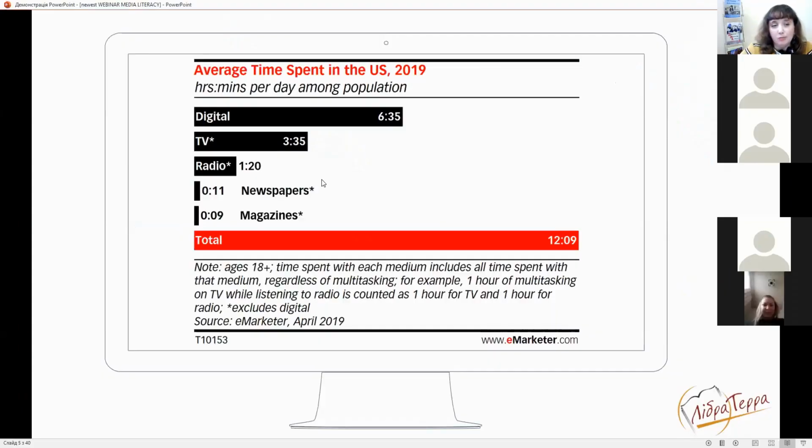I was trying to find some statistics about Ukraine, how much time people spend online and in general on media. I couldn't do that, but here are the recent statistics from the USA. If you look at this slide, you see that the total amount of hours per day per person in America is 12 hours actually, right? So quite a lot.